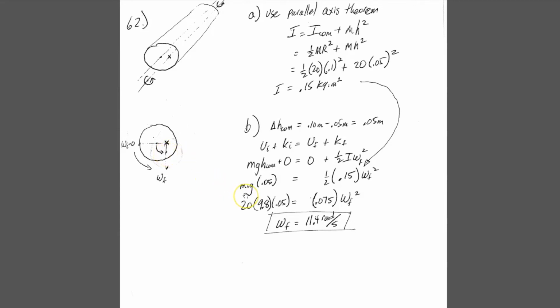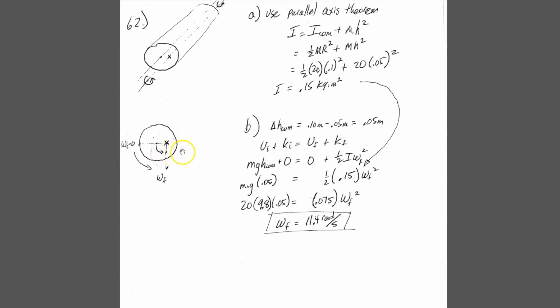We're going to use conservation of energy, which says potential plus kinetic at some beginning time point is the same as potential plus kinetic at some later time point. Initially it starts from rest, so my kinetic energy is 0, and it only has gravitational potential energy of mgh, where h is the height difference from this location to this location, that offset distance of 5 centimeters.